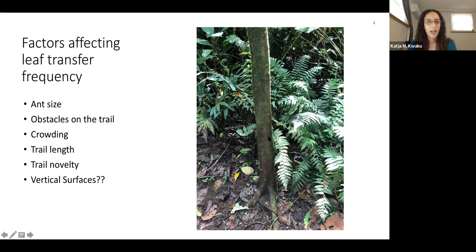We also thought that the ants might transfer more at the base of the tree here because they might view the base of the tree like a trail junction, similar to the junction between novel and established paths that I just talked about.